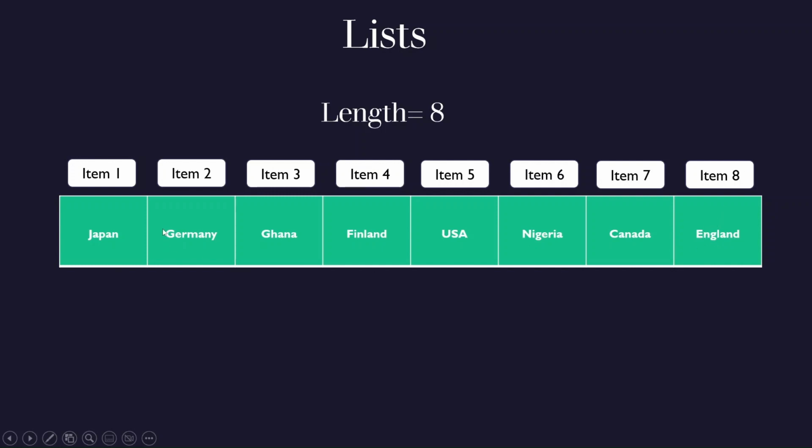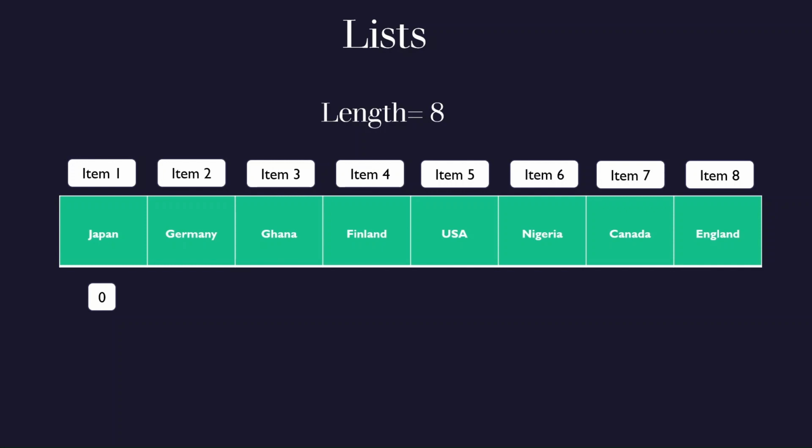And then we have Japan at position 0. Even though Japan is the first item in the list, its position is 0 because lists, or in other programming languages, arrays. So lists are the same as arrays, but just a different name.